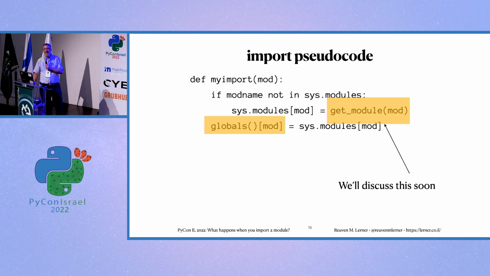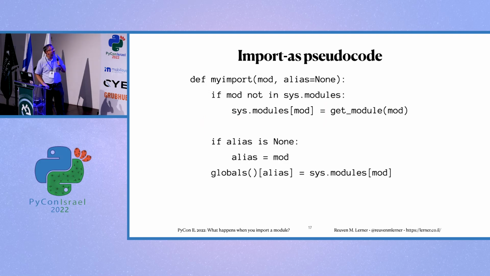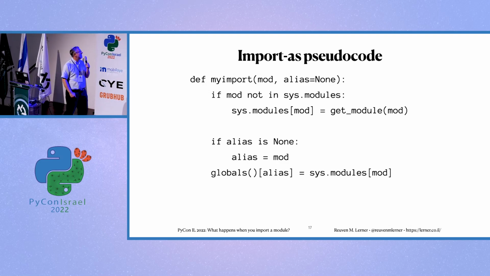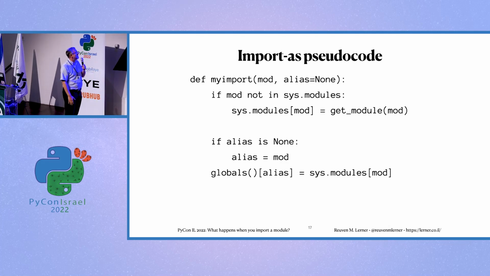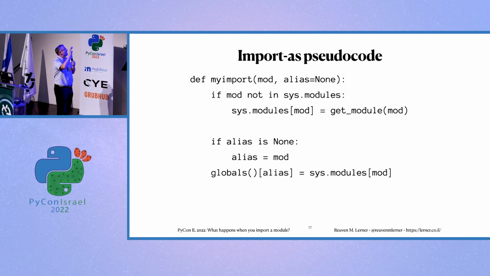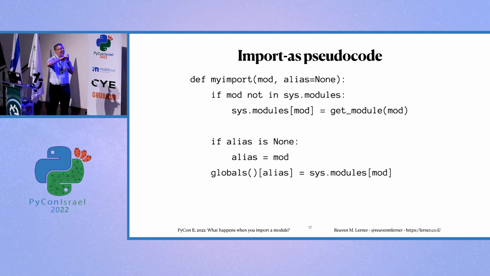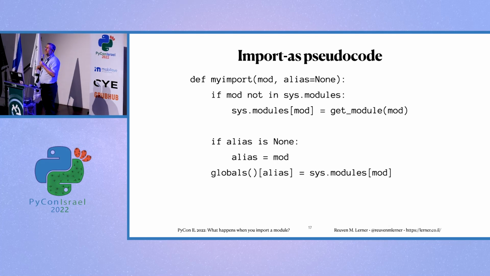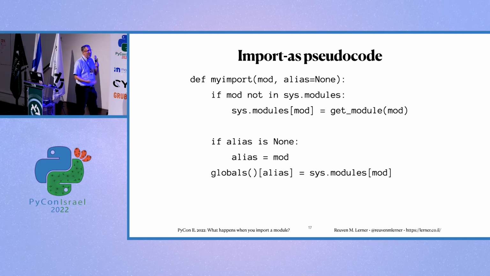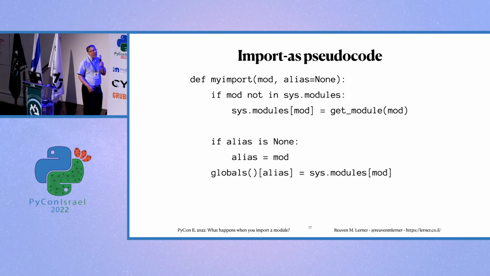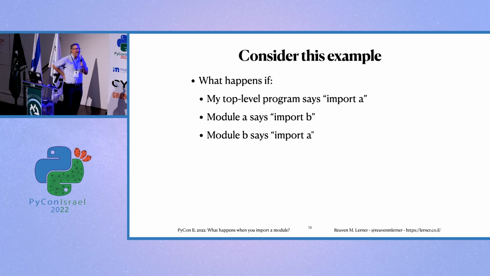Well, what about import as? I can say import as sort of like this. I can say def my_import(mod, alias=None). So if I just do an import, then I don't have an alias. If I do an import as, then I have an alias. So if mod not in sys.modules, exactly the same thing. I'm once again checking, is the module loaded? And if not, then I'm going to load it up with my imaginary get_module, and then I'm going to check, is the alias None? If it is, then I'll just say the alias is mod. I'm just going to use the module name. But if there is an alias, I'll use that. And then notice I'm going to assign to globals()[alias] whatever I have. Well, how about this? Going back to something I mentioned before.